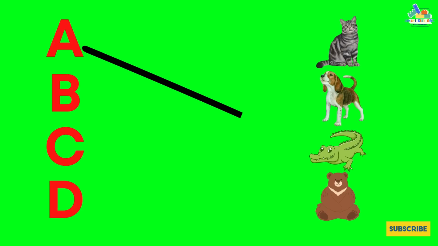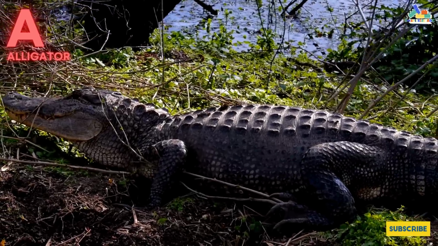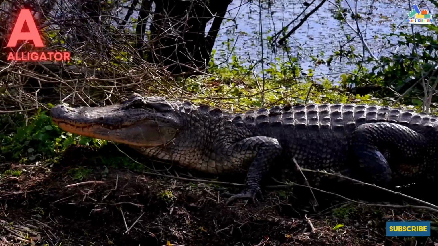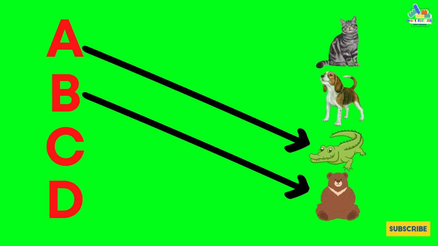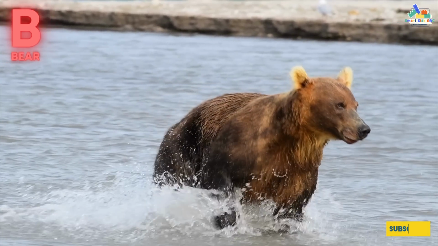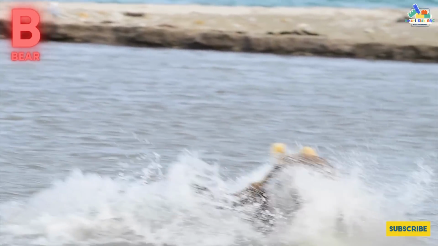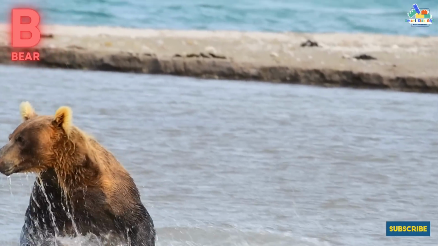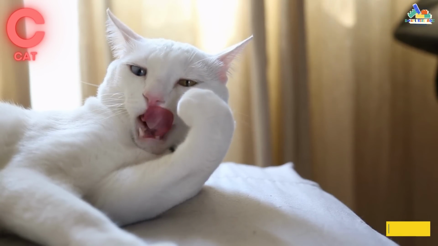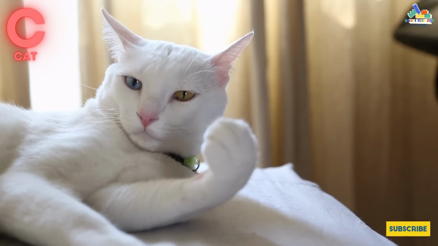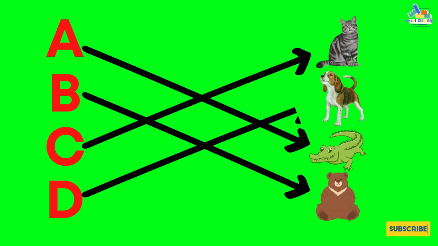A. A for alligator. B. B for bear. C. C for cat. D. D for dog.